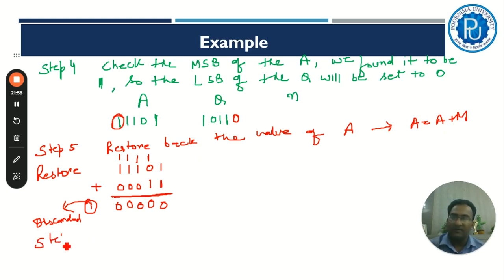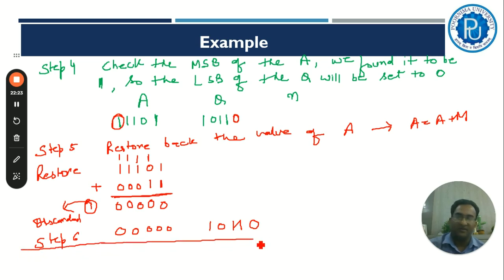And in the final step, in step number 6, the contents of the accumulator are 0, 0, 0, 0, 0. The Q register is holding 1, 0, 1, 1, 0. So all the steps are now finished over here. You can say that this is pass one of the algorithm.